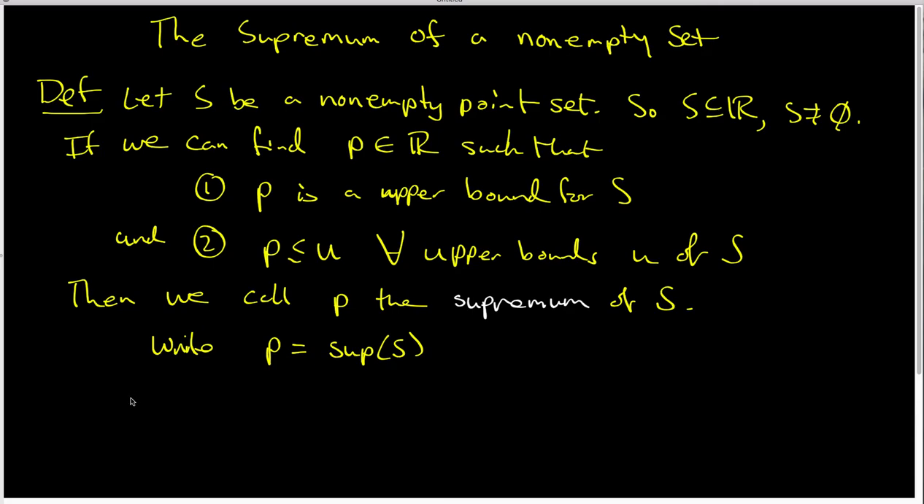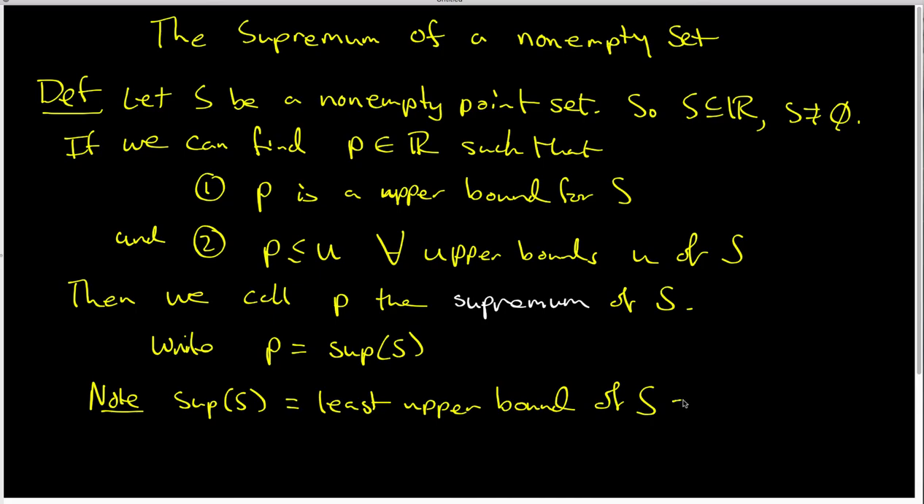It is important to also note that the sup of S is often called the least upper bound of the set S. And some people will write this as LUB of S. But sup S is the more traditional notation, and that is the notation that we will be using for the supremum of a set.